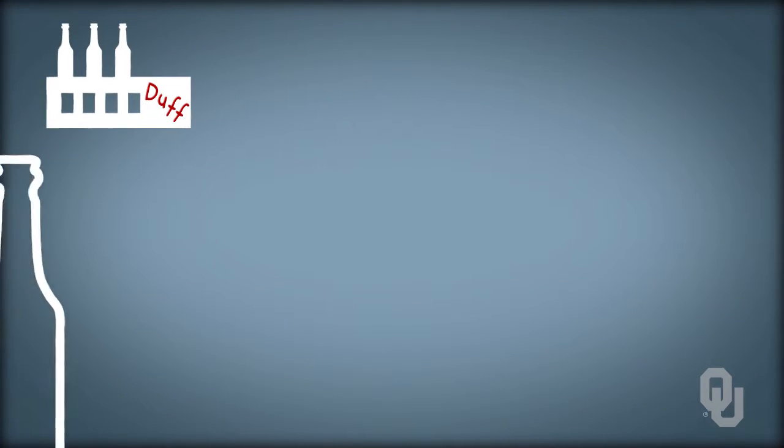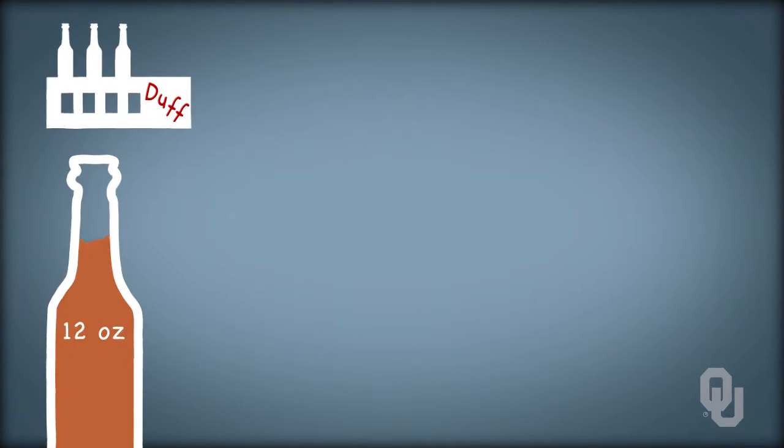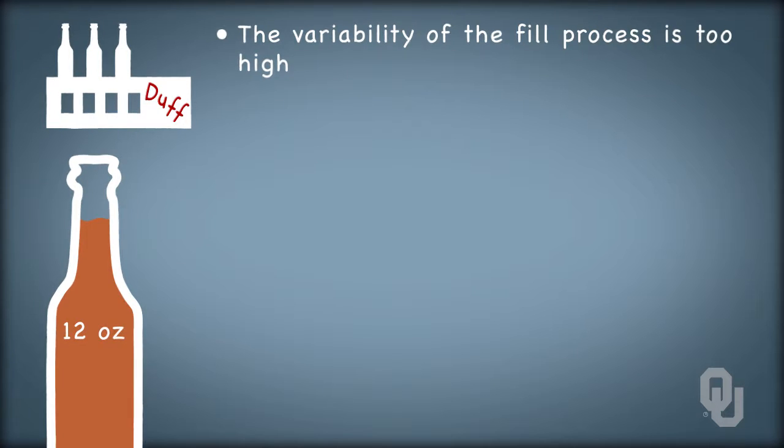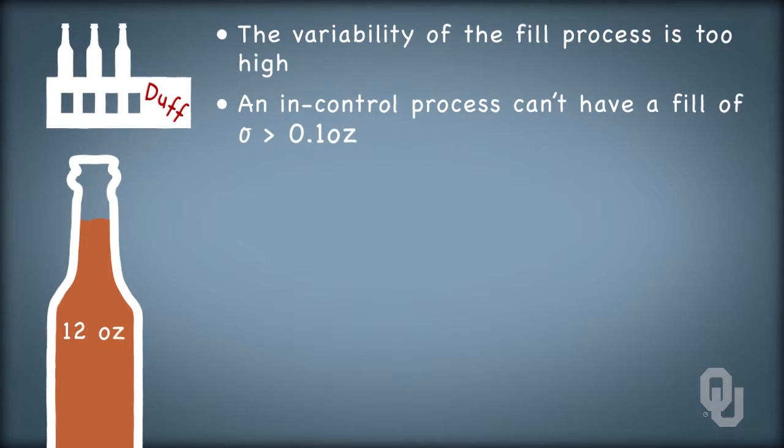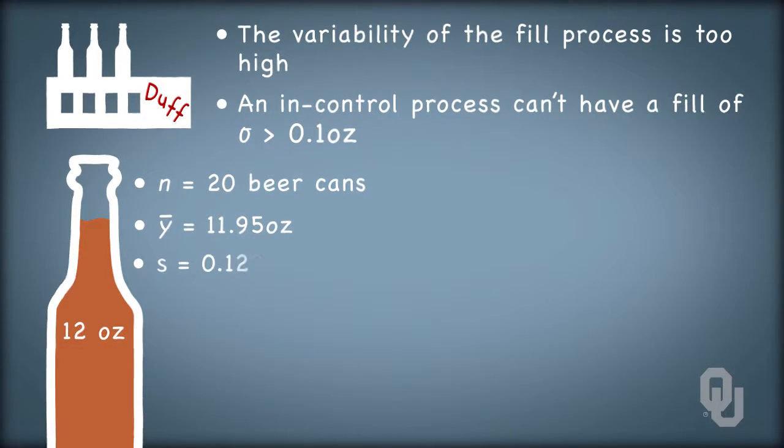Let's look at an example, answering the hypotheses with the critical value approach. Duff Brewery believes that filling beer cans with an average of 12 ounces isn't an issue. But the real issue is that the variability of the beer fill process is too high. The quality control engineer at Duff Brewery feels that an in-control process can't have a fill standard deviation of greater than 0.1 ounce. The engineer collects a sample of 20 beer cans and measures the fill amount in each of those cans. The mean fill is 11.95 ounces, and the standard deviation is 0.129 ounce.